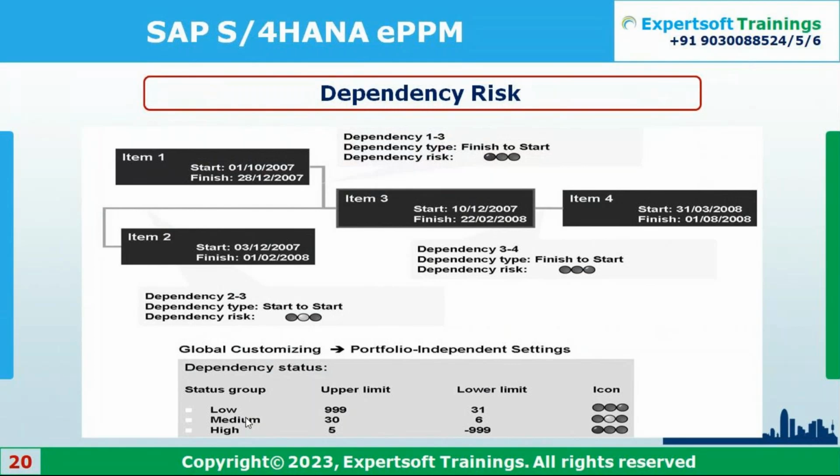So as per the business requirement, you can derive those limits: what is your upper limit, what is the lower limit, and you can derive some icons for that. It can be schedule relevant, financial relevant, plan versus actuals if there is any variance, budget relevant, or revenue relevant. These kinds of risk assessments we try to do under portfolio management. It can be driven at the initiative or item level.